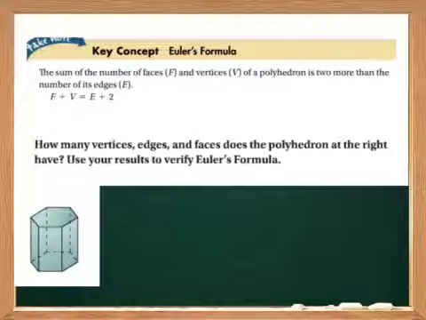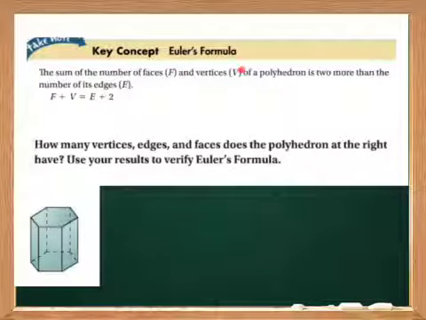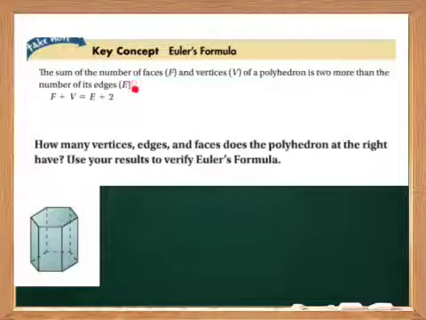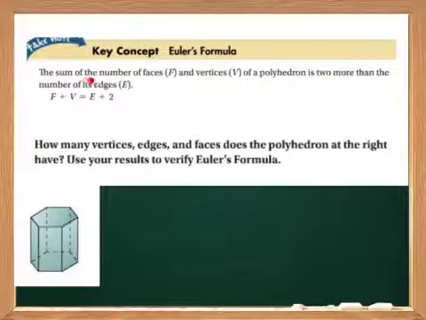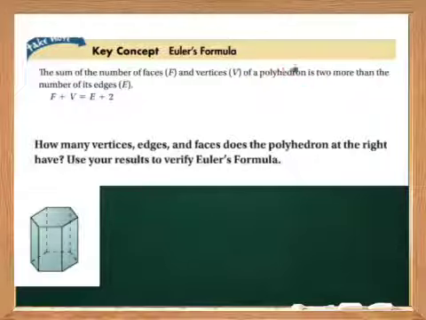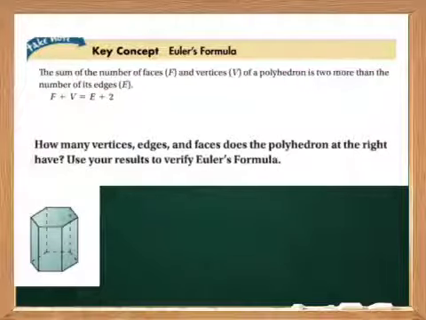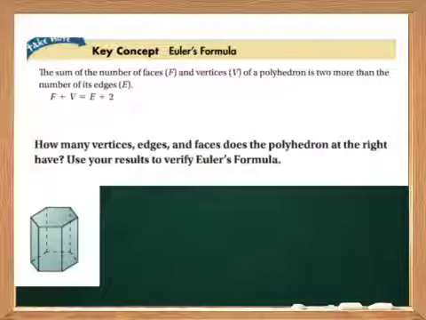Euler's formula is a formula that we use if we have only the number of faces and the number of vertices and we want to know the number of edges, or if we're missing one of them but we have the information for the other two. So Euler's formula tells us that the sum of the number of the faces and the vertices of any polyhedron is 2 more than the number of its edges, so E. So we know that F plus V equals E plus 2.